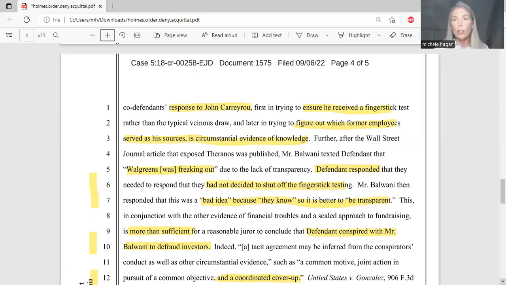Tyler Schultz, Erica Chung, Adam Rosendorf. Who were the whistleblowers? Who were the sources for John Carreyrou?